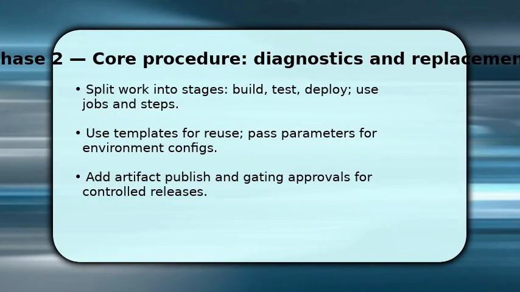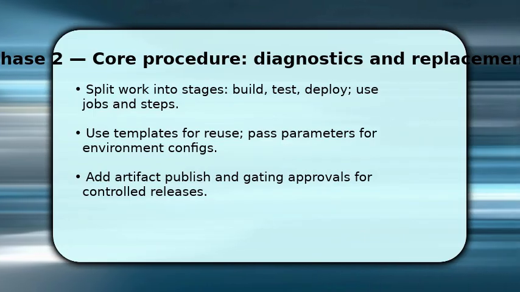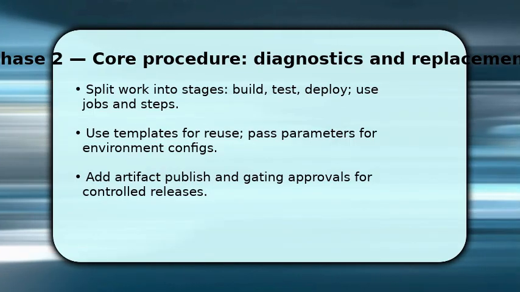Once the basic run succeeds, extend the YAML with clear stages: build, test, deploy. You should define jobs per stage and include steps for tooling, like .NET Build or npm install. This organizes parallelism and failures. Use templates to reuse common jobs and pass parameters for dev versus prod settings.